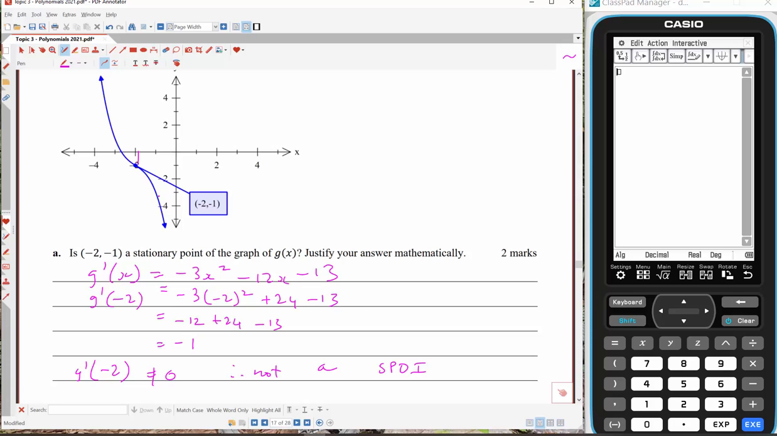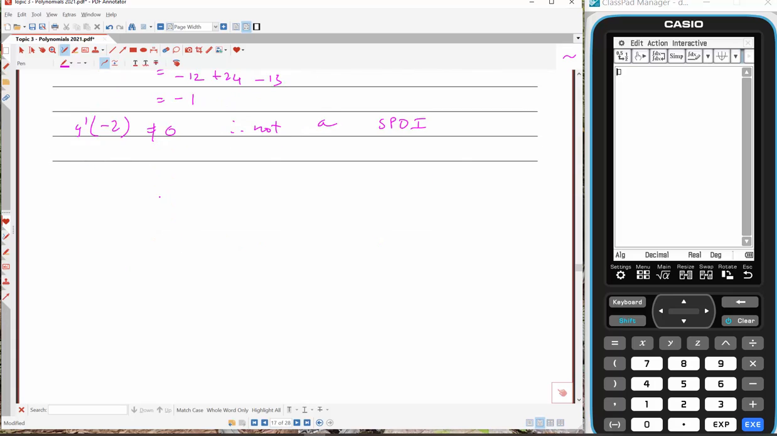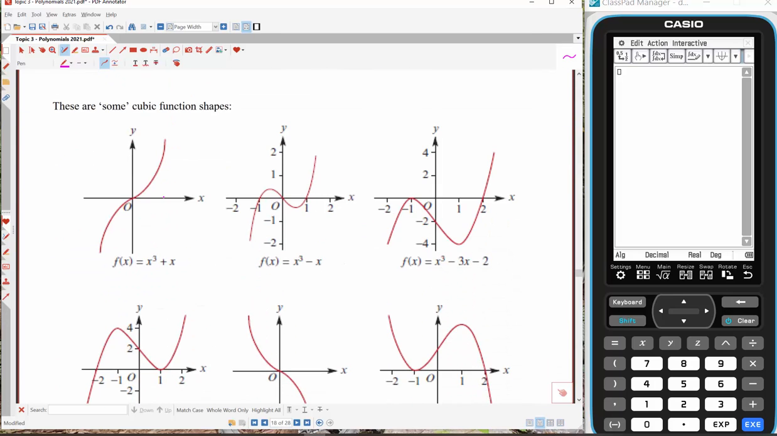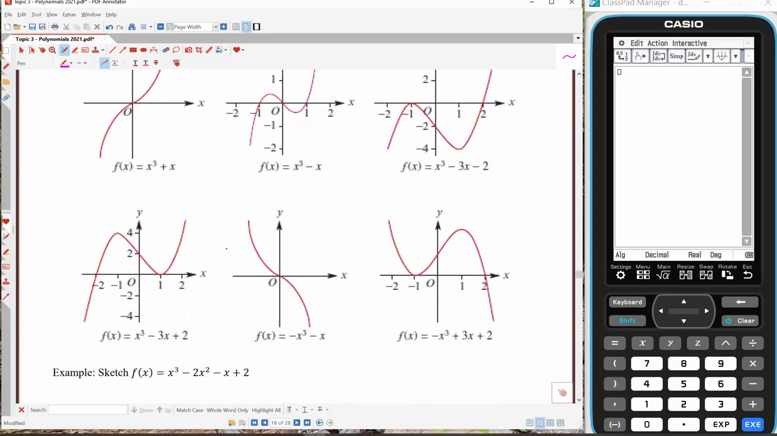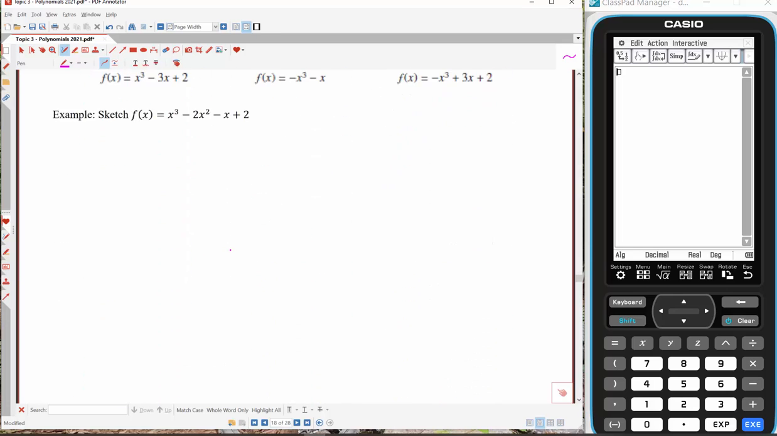what's the word for it? Should I say go more negative? Yeah, go more negative. Okay, these are some cubic function shapes, so that's just a little bit of a variety of what you might get. And again, this one here is the one that looks like it's got a stationary point of inflection, but it in fact does not have any stationary points on it. Okay, still cubic.